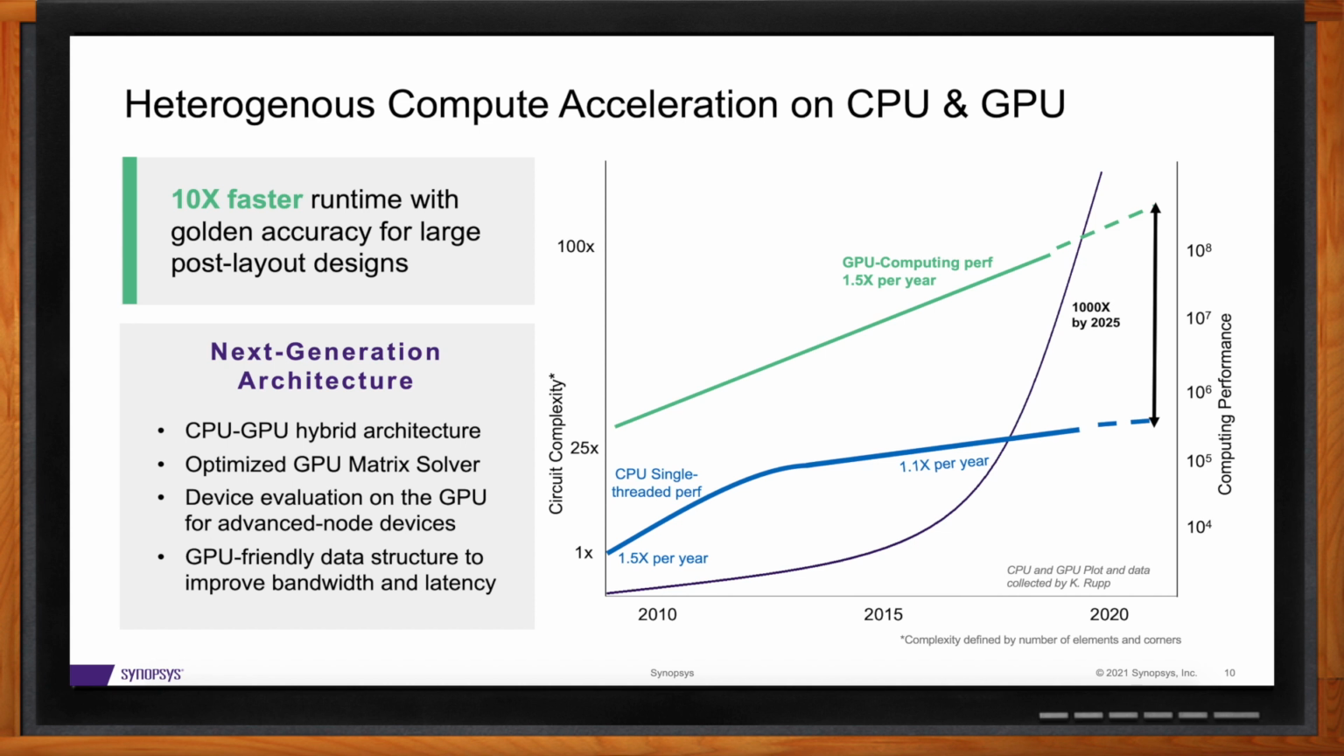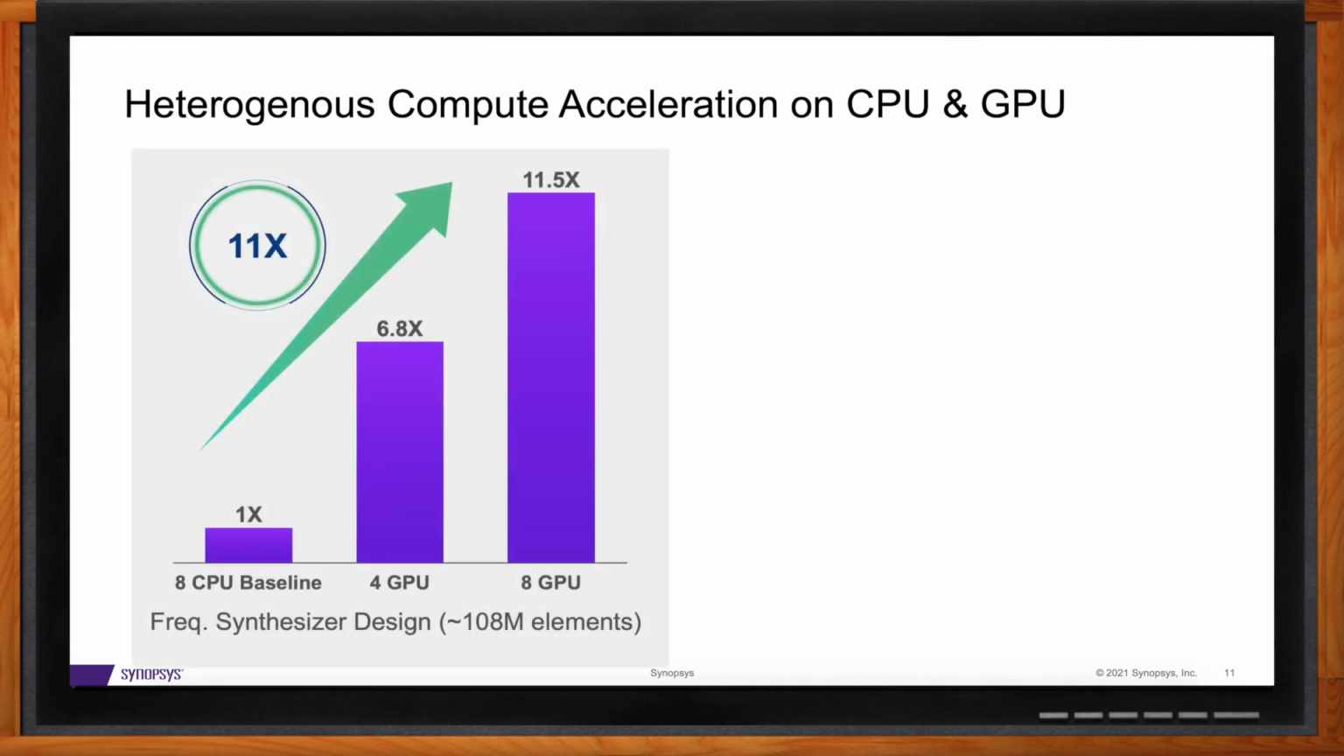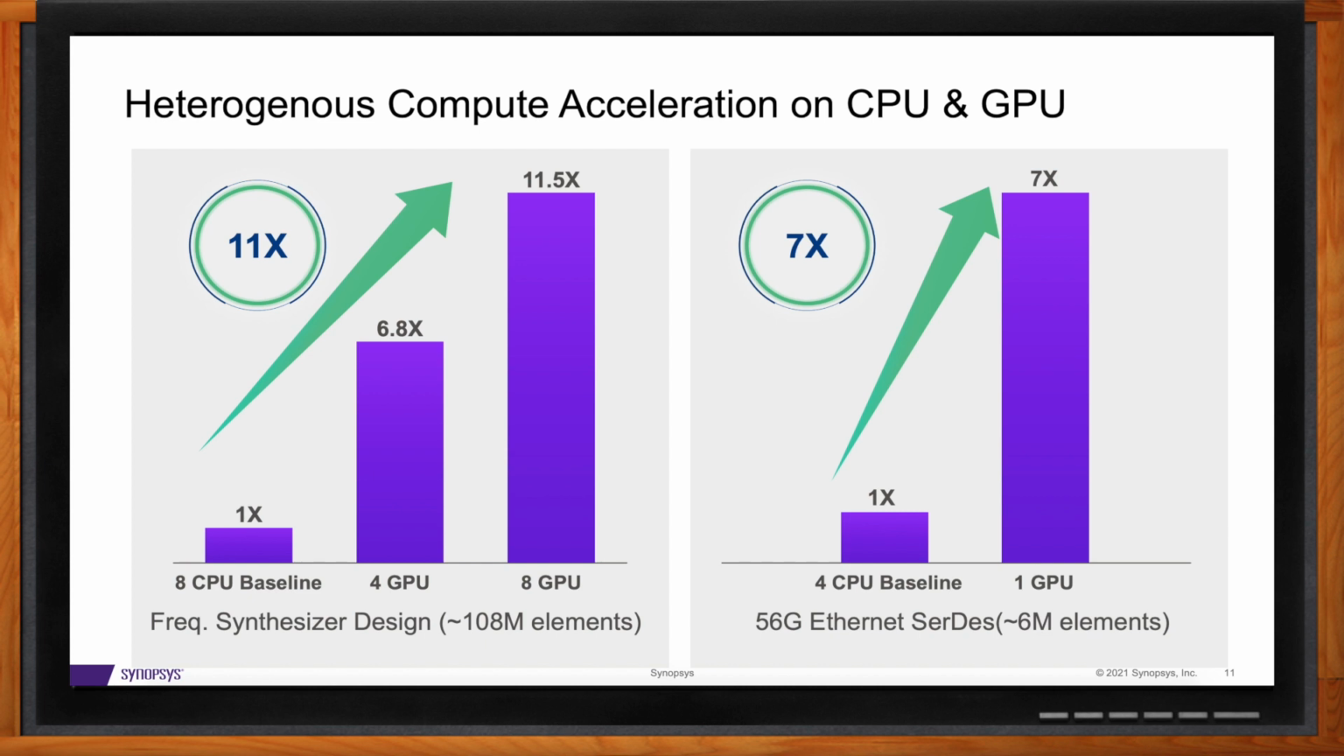Okay, so what are we looking at in terms of performance in this case? Yeah, we have early adopters who have run their very big designs using our technology and the GPUs. They were able to achieve around 10x better performance. As we can see here on the left-hand side, there is this frequency synthesizer design with 108 million elements using 4 GPU cards. We were able to get 7x better runtime than the baseline of 8 CPUs. Adding 4 more GPU cards, we were able to get to 11 and a half times better runtime performance.